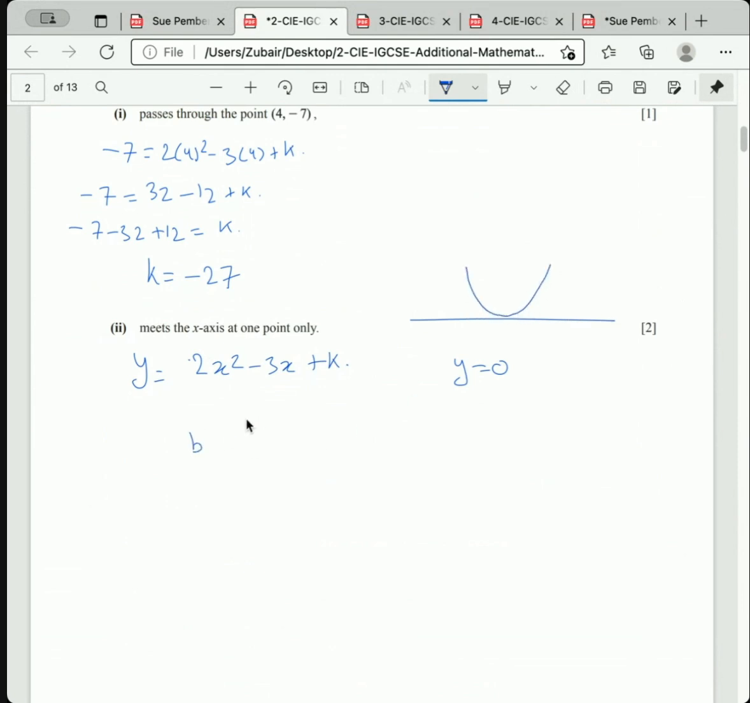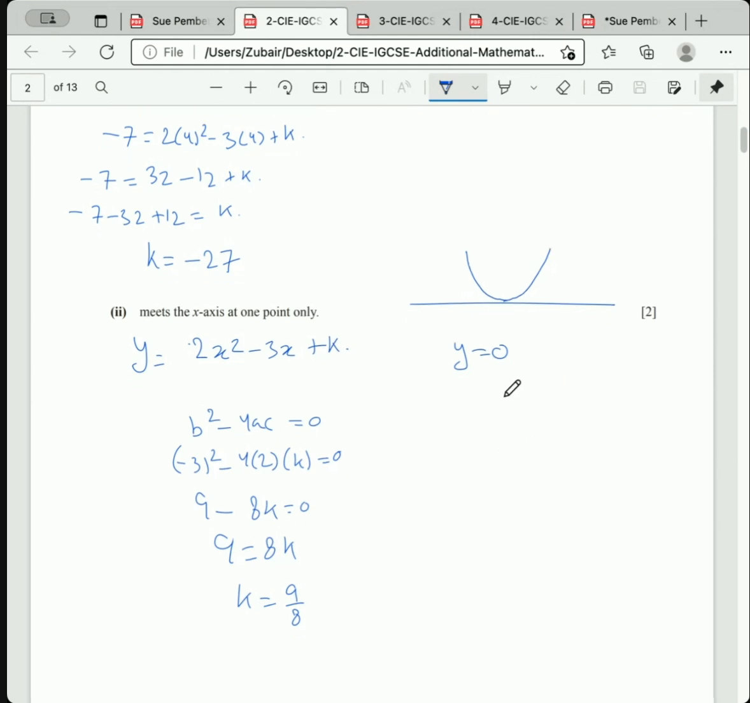So if I equate both of them, b squared minus 4ac equals 0. Minus 3 squared minus 4 into a into c equals 0. That's 9 minus 8k equal to 0. 9 is equal to 8k, k is equal to 9 by 8. So when k is 9 by 8, the graph will touch the x-axis at one point. That will be the line y is equal to 0.